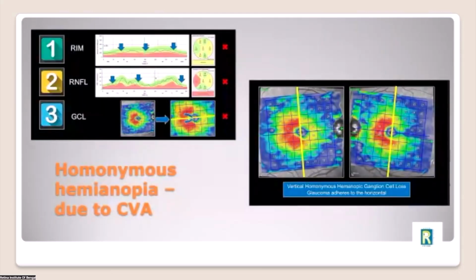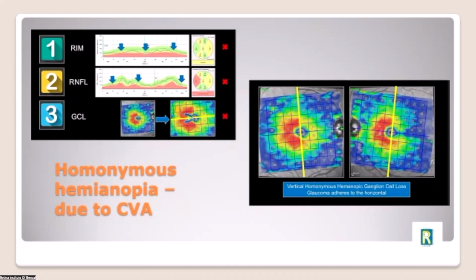Now comes another masquerader, which is CVA, a stroke in the brain. Here you can see there have been three hits, 1, 2, 3, all crossed. These areas have been affected, but now comes another clue. The defect is a vertical defect. It is not obeying the horizontal midline, which happens in glaucoma. It is obeying the vertical midline. So this defect is a right-sided homonymous hemianopia. This is due to brain stroke, causing a defect because of involvement of the optic tract or optic radiation.